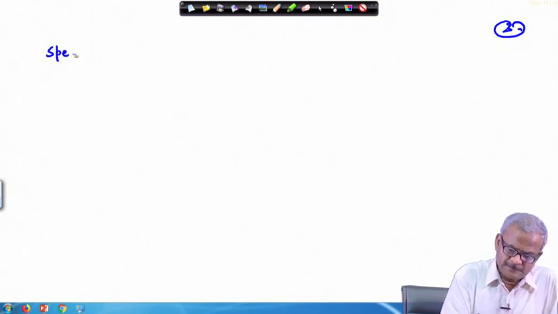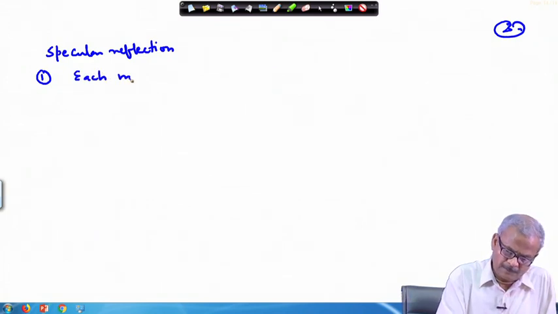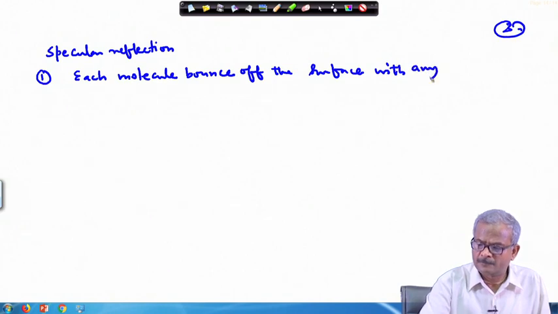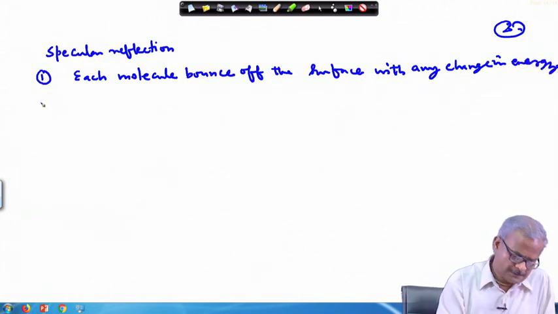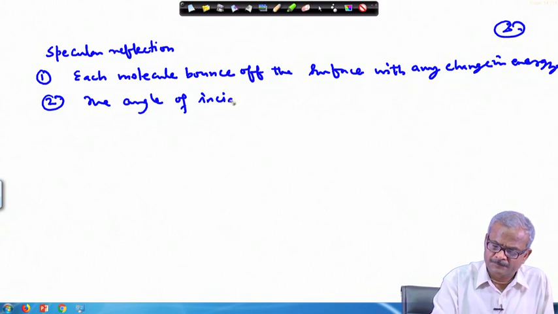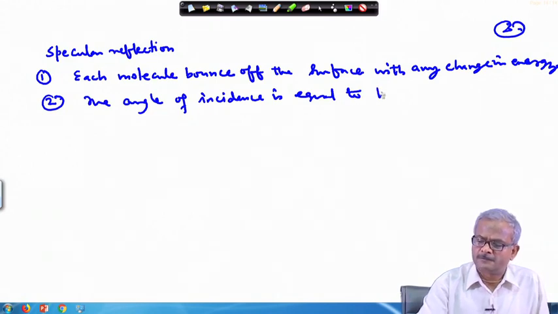So, in a specular reflection, two things happen. The molecule bounces off without any change in energy, and the angle of incidence is equal to the angle of reflection.